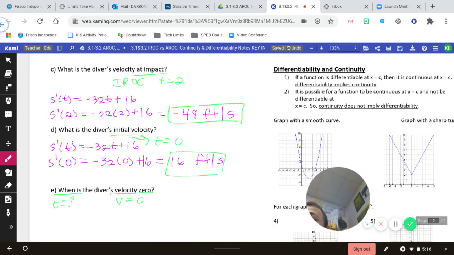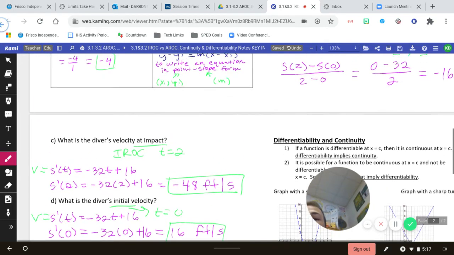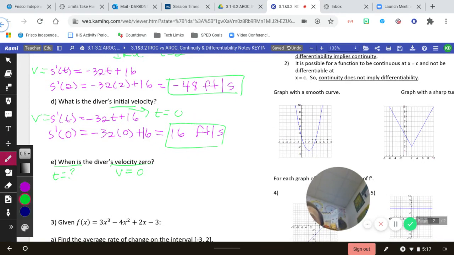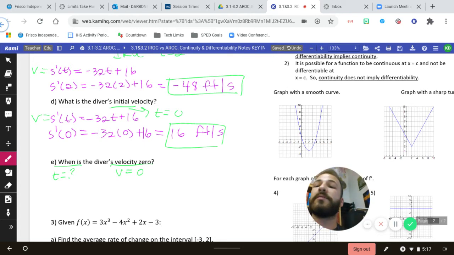But I want you to notice S prime is really just my velocity equation. We're going to talk about this more, but our derivatives actually represent real equations in the real world. So I want you to be connecting it to some things you've done before in physics. This would be our particle motion. If you've taken physics before, this connects to stuff you've seen. So when is the diver's velocity 0?